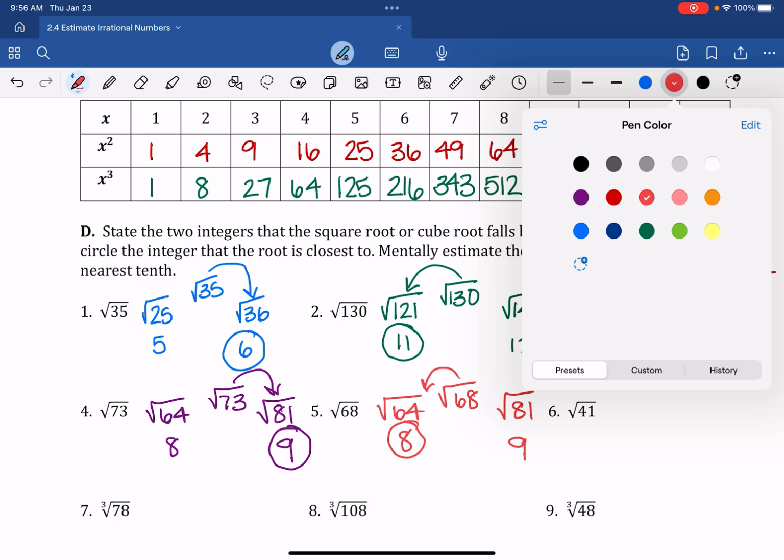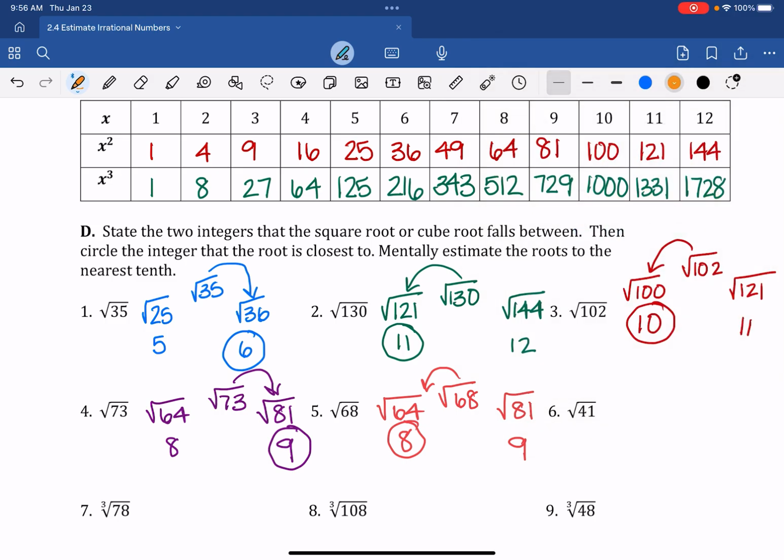Okay, the square root of 41, again, we're looking at the second row, in between the two perfect squares of 36 and 49. And if I look at that, that means it's going to be in between 6 and 7. 41 is closer to 36, so that means the decimal will be closer to 6.